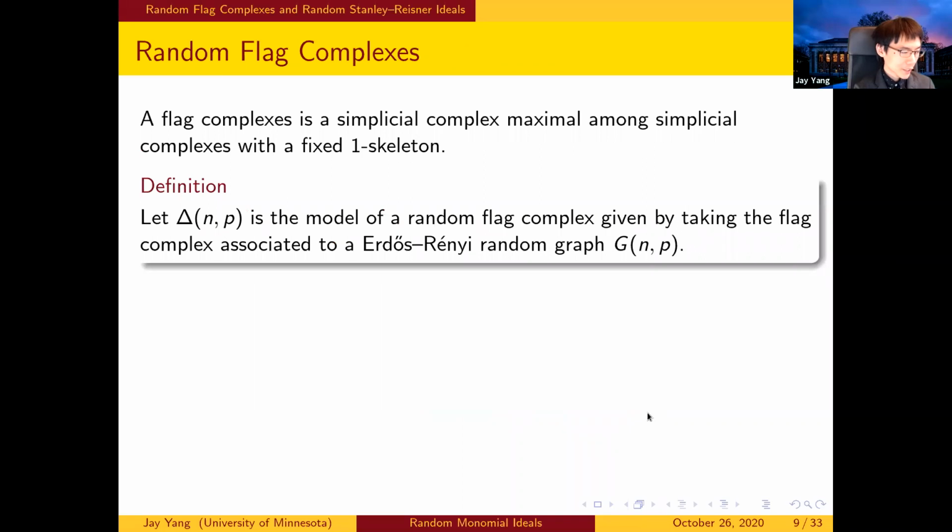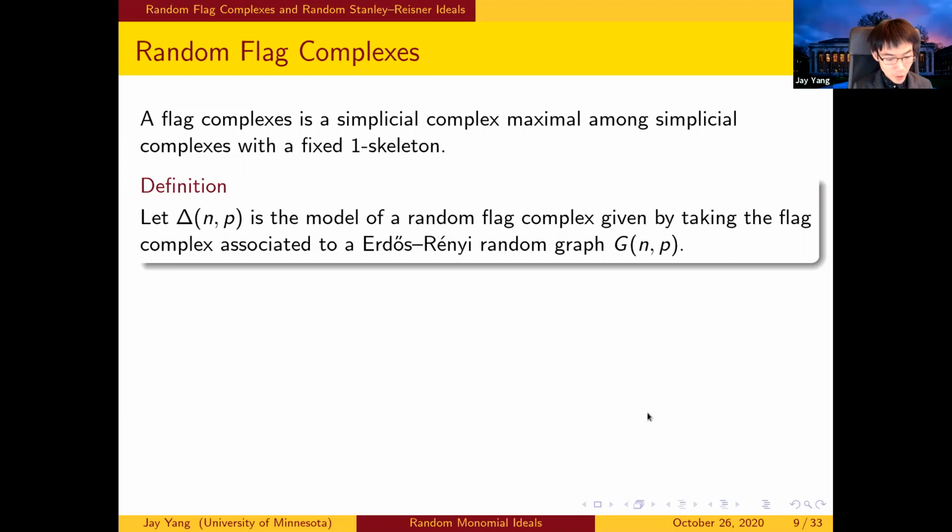Okay, so let's discuss the other model of random monomial ideals. And this will be a longer discussion because, while the construction in some sense is equally simple, the results are a little bit more involved, at least in my opinion. So let's talk about random flag complexes. A flag complex is a simplicial complex that's maximal among simplicial complexes with a fixed 1 skeleton. Another way to say it is you take a graph and you add every cell that you can without adding edges, and that's a flag complex.